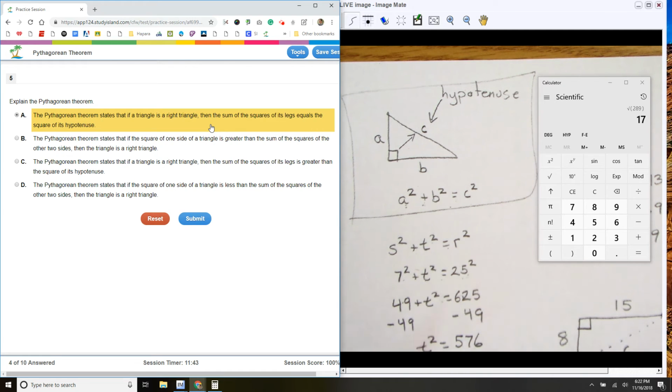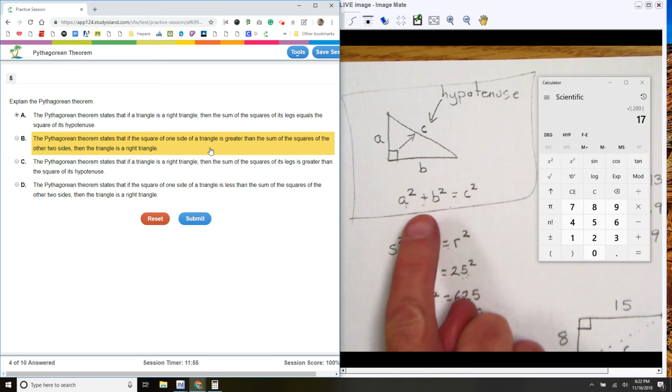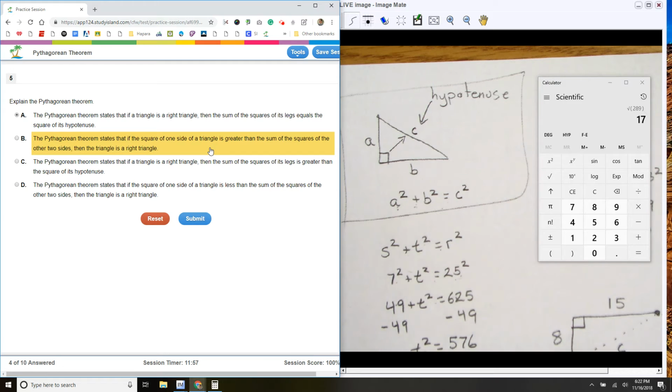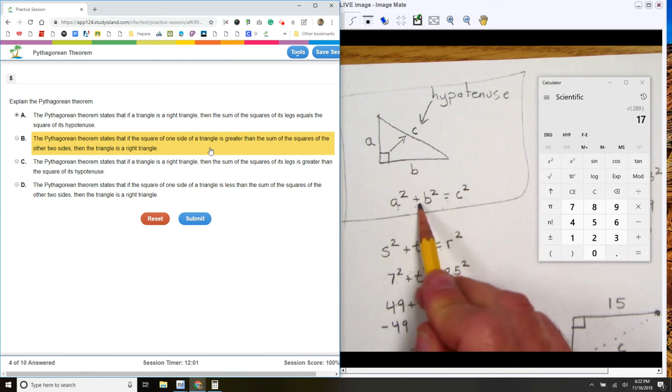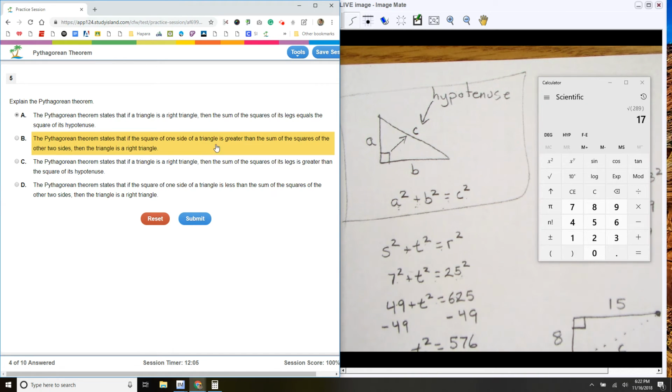It's A. What's wrong with these other ones? What does B say? B says the Pythagorean theorem states the square of one side of a triangle is greater than the sum of the squares. We don't want the square of one side to be greater than the sum of the squares. We want them to be equal. The square of one side is equal to the sum of the squares of the other two sides. Not greater.